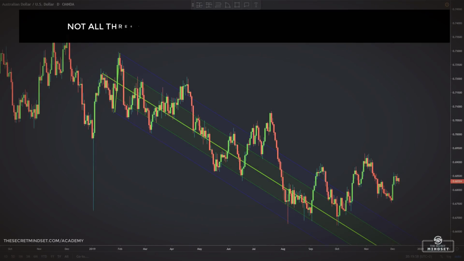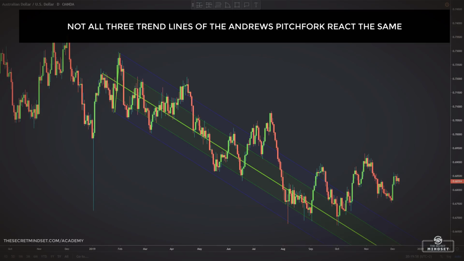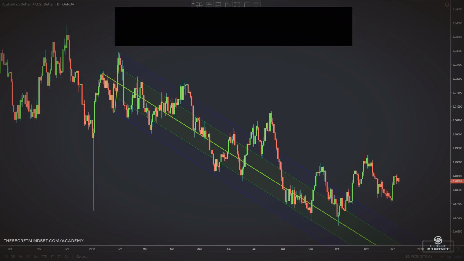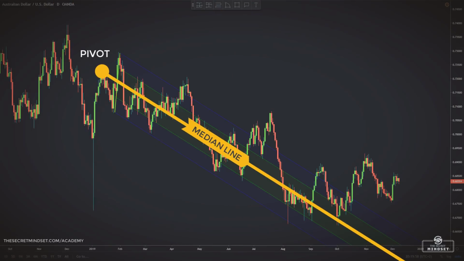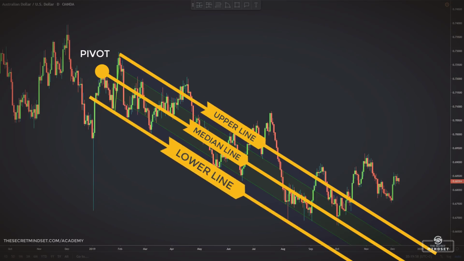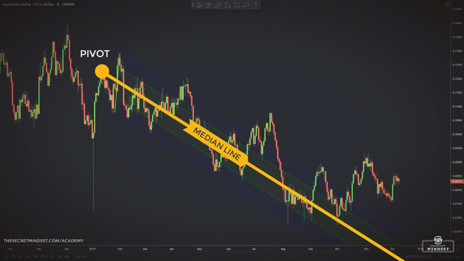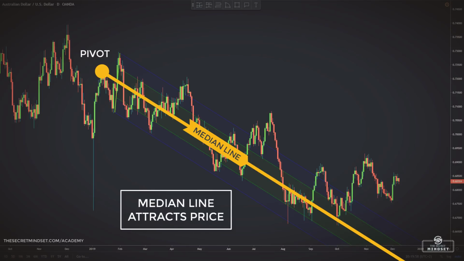Now, not all the trend lines that make the Andrews Pitchfork react the same. They offer different levels of support and resistance. The Andrews Pitchfork indicator has 3 lines. Each line starts from the pivot. We have the median line, the upper median line, and the lower median line. But they don't have the same importance. By far, the most important one is the median line. It has one big advantage. It attracts price. As such, it acts like a magnet.